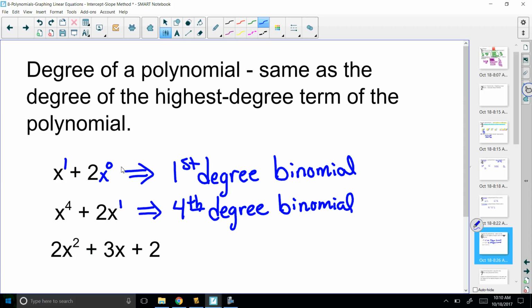If I look at the exponents for the last example, what kind of a polynomial is it? Trinomial, because I have three terms. I have x squared, x to the first, and this is understood to be x to the 0. So what is the highest power? Second. So we call that a second degree trinomial.